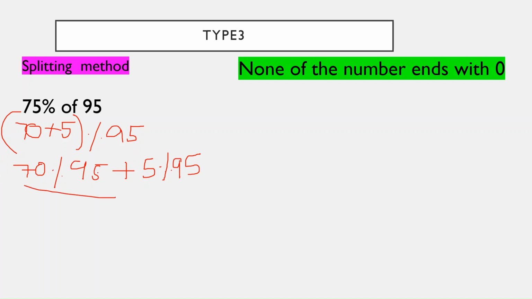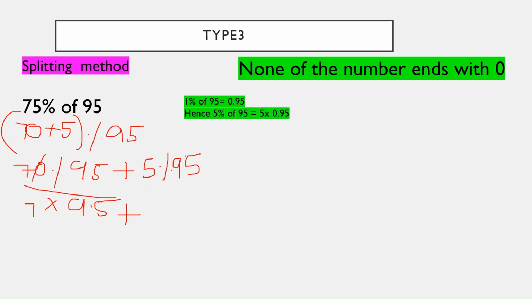70% of 95. If either of the numbers is 0, what I told you, write 7 as it is into this 95, write as it is and cancel this 0 and put one point after one number, 9.5 plus here 5% of 95. Here also there is one trick to remember.